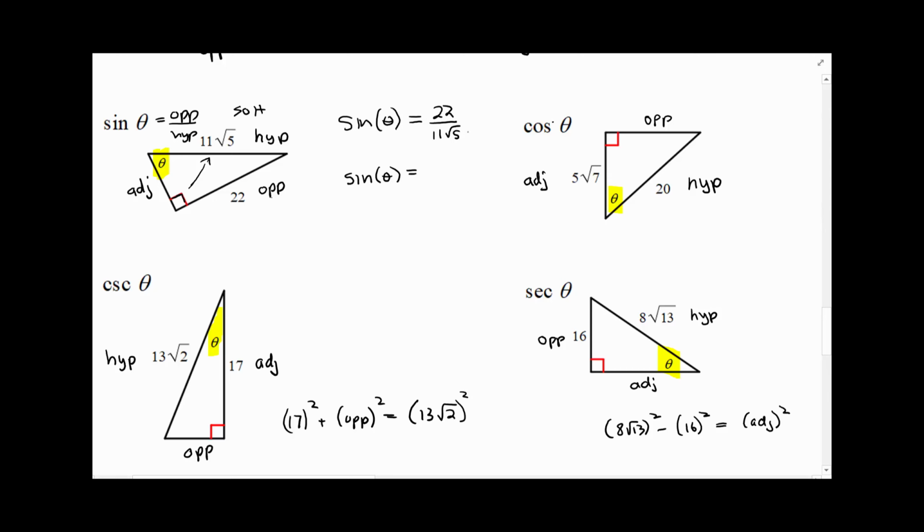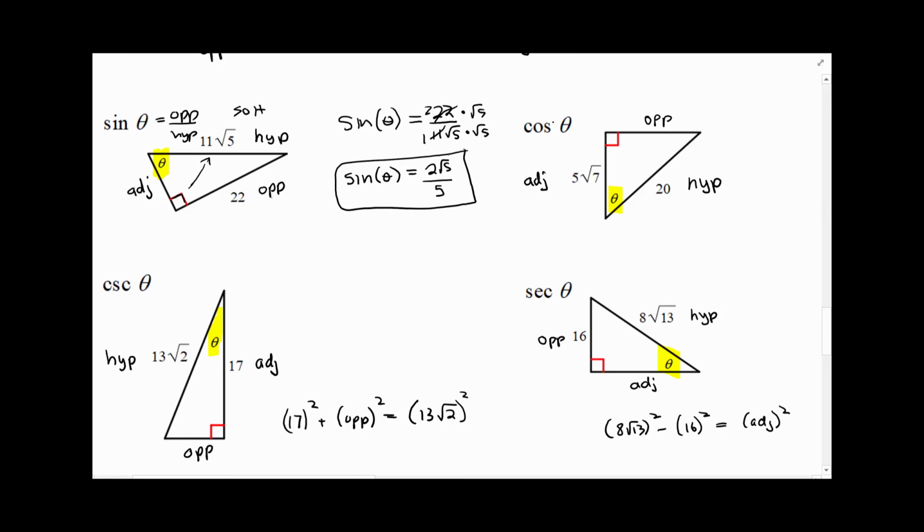First of all, we don't want roots in the denominator, so we'd multiply the denominator and the numerator by root 5. But notice 22 and 11, 11 goes into 11 once, 11 goes into 22 twice. So 2 times root 5 is 2 root 5. Root 5 times root 5 is just 5.